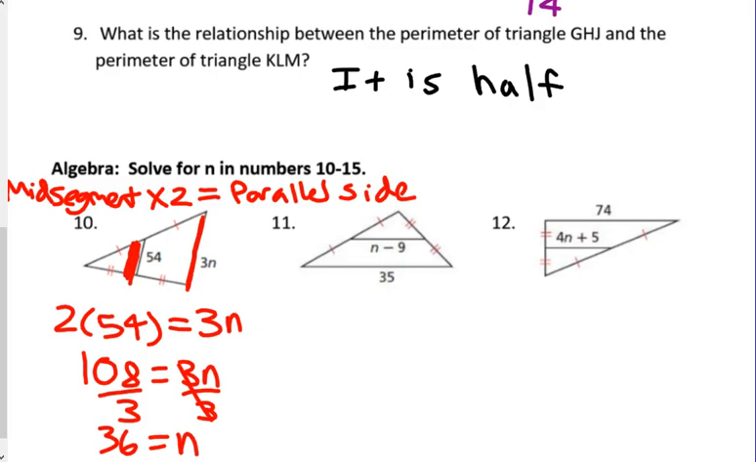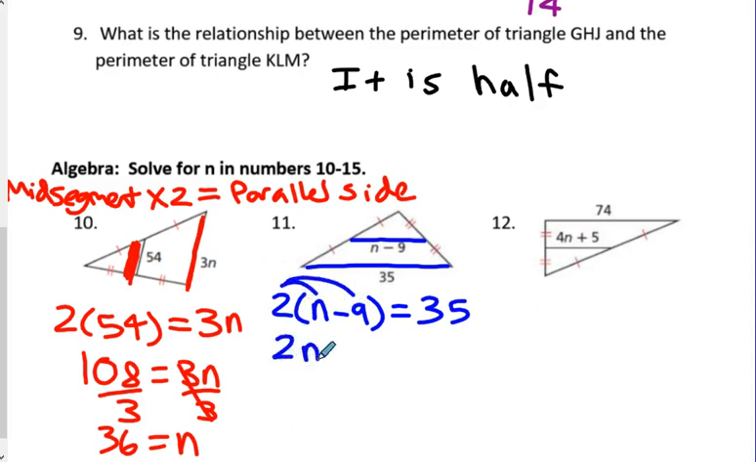Same thing here. The mid-segment is n minus 9. The parallel side is 35. So I'm going to take the mid-segment times 2. So 2 times n minus 9 equals the longer parallel side, 35. Let's distribute. 2 times n is 2n. 2 times negative 9 is negative 18. Bring down equals 35. Get rid of the loner on the left side. Plus 18. Plus 18.